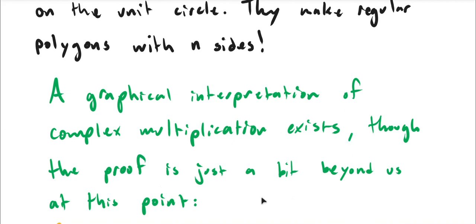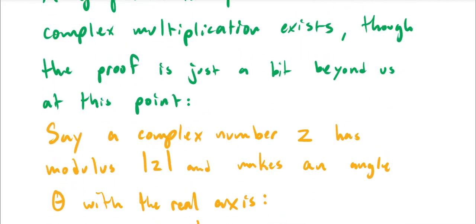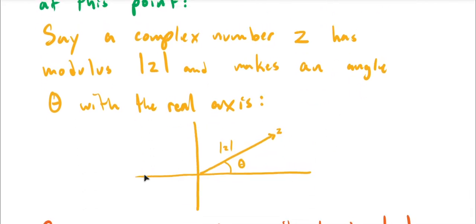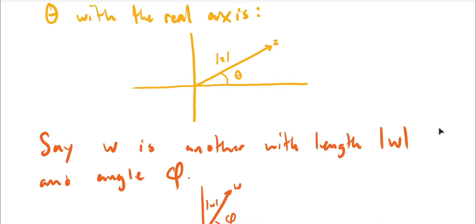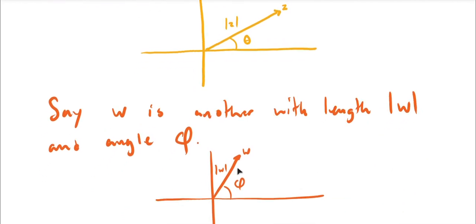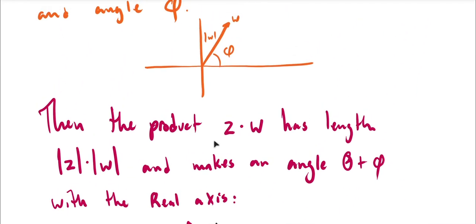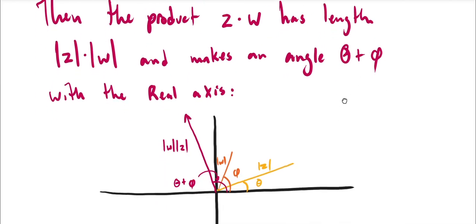I wanted to make a quick note on a graphical interpretation of complex multiplication. The proof is a little bit beyond the scope of this course, but if your complex number z has a modulus of |z|, and it makes an angle of theta with the real axis, so here might be the picture of such a thing, and let's say w is another complex number with a length of |w| and phi as its angle, then the product is going to have the following length: |z| times |w|. So the length of the product of the two complex numbers is just the product of their lengths. And the angle that it makes is going to be the sum of their angles.